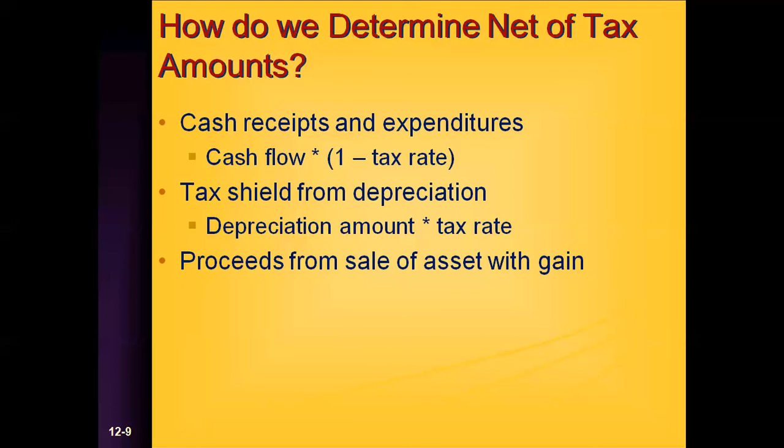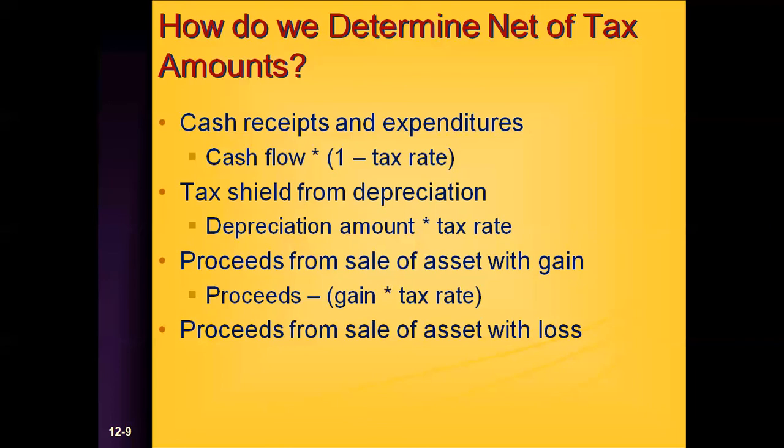The third area is the proceeds from the sale of the assets. Here again, you would take the proceeds of the particular sale of an asset. You take that particular gain times the tax rate. And if there was a loss associated with the sale of an asset, then you would take the proceeds plus the loss times the tax rate. So here again, make sure that you get all of these in your notes, and we'll apply these in some problems in later sections of this particular chapter. But again, make sure you have these in your notes.